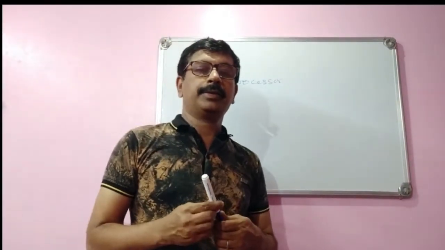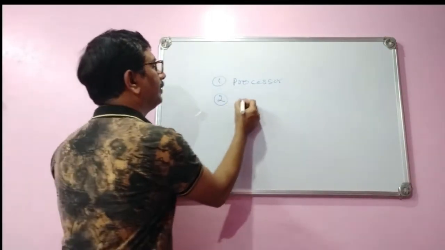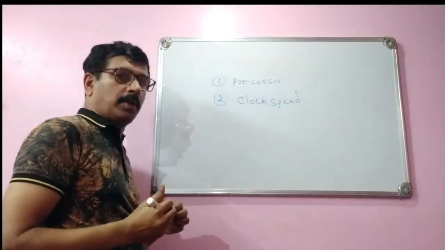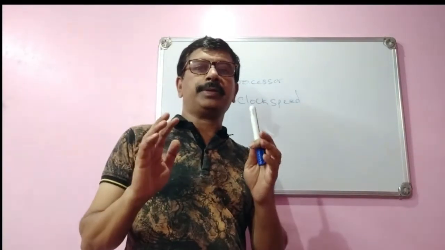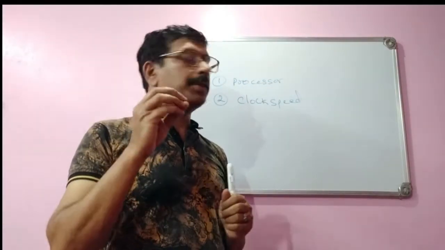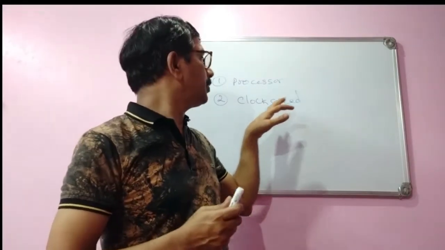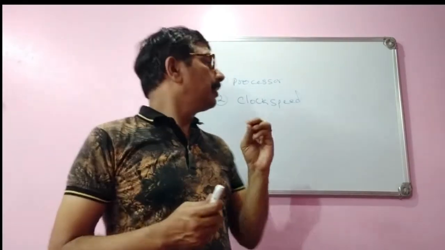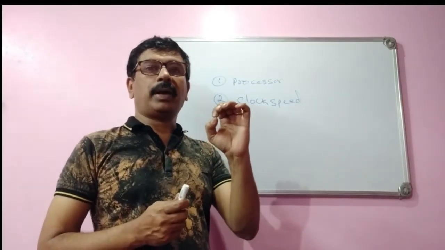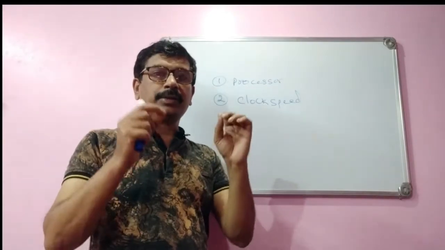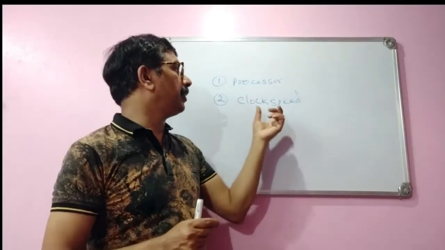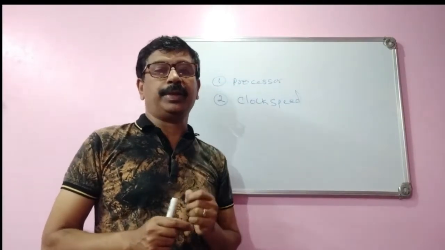Second component is clock speed. Clock speed is to measure the processor's performance. The processor's performance we will check by using clock speed. And the clock speed is given in hertz, maybe megahertz, gigahertz, and that is called the operating speed of a processor. To find out the operating speed of a processor, we will use clock speed.